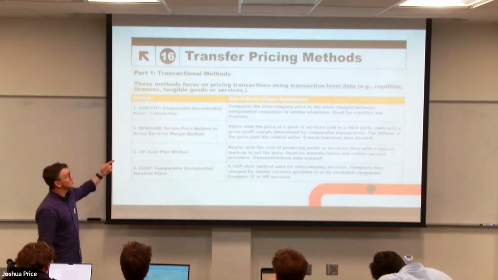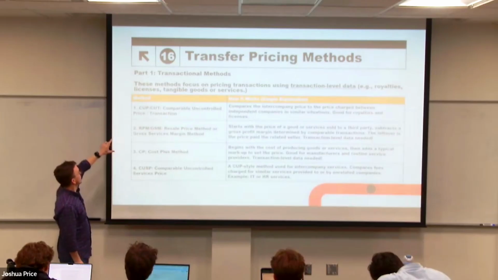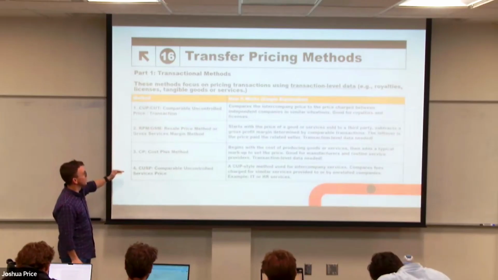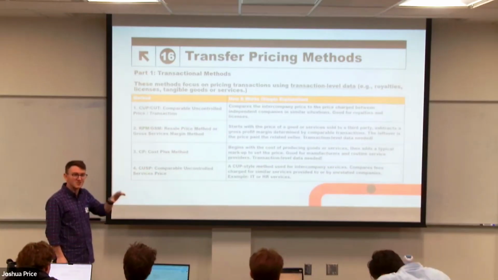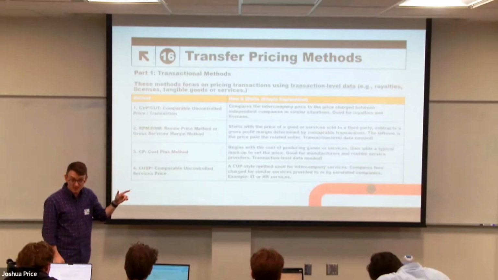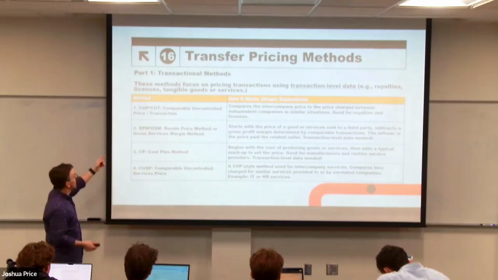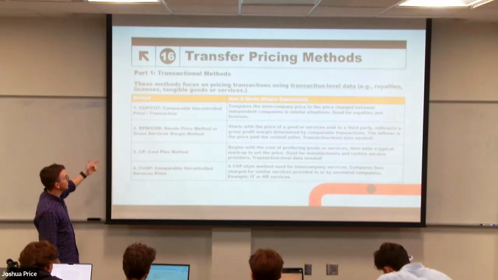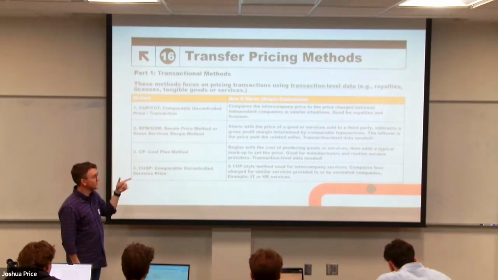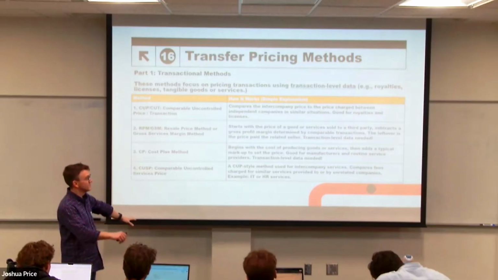So transactional methods look to actual transactions occurring out in the market. This is where we might breeze through some of these, because you have four different methods, but they all work on the same underlying pinnings. They look at it slightly differently, but they're all based on going out into the market, into databases, and looking for deals that actually happened and where the information is made public. I'll take the first one as an example. We call it the CUP method, comparable uncontrolled price. It compares the intercompany price between your company, which you control, to a price charged between two independent parties in a very similar situation.